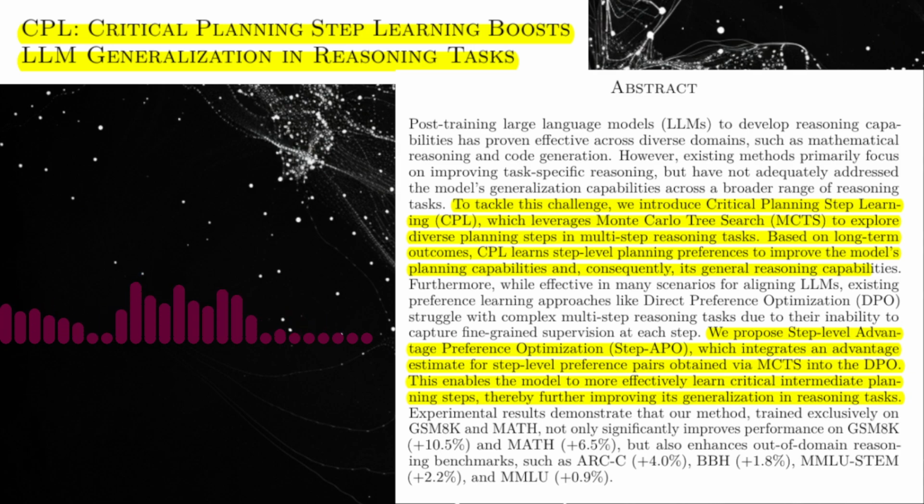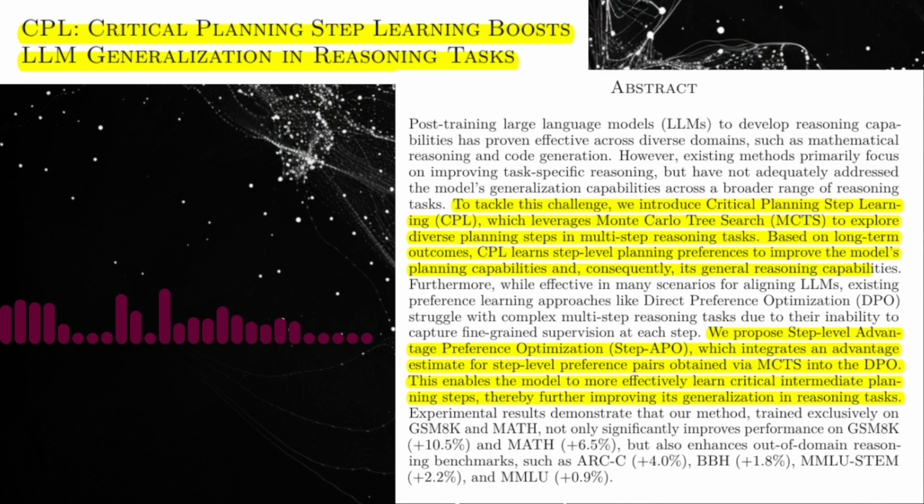So CPL learns preferences for planning steps based on the final outcome. How does this differ from traditional preference learning approaches? Traditional preference learning approaches often struggle with complex multi-step reasoning tasks because they lack the ability to capture fine-grained supervision at each step. CPL addresses this by introducing step-level advantage preference optimization, Step-APO, which integrates an advantage estimate for step-level preference pairs obtained via MCTS into the direct preference optimization, DPO, framework.